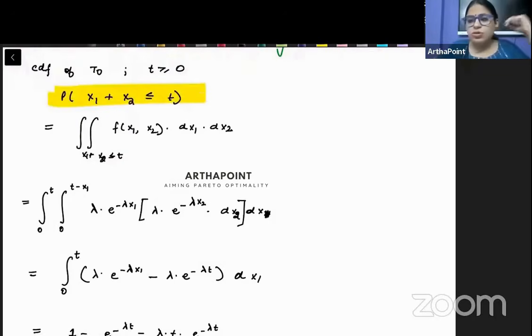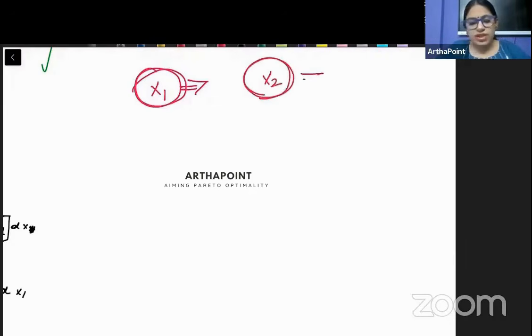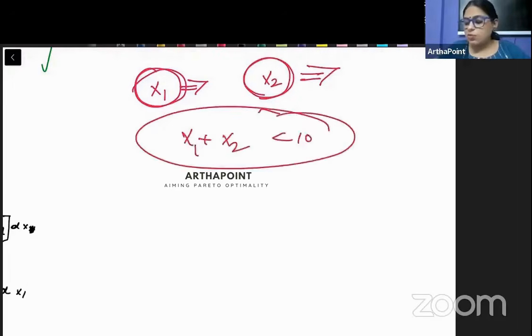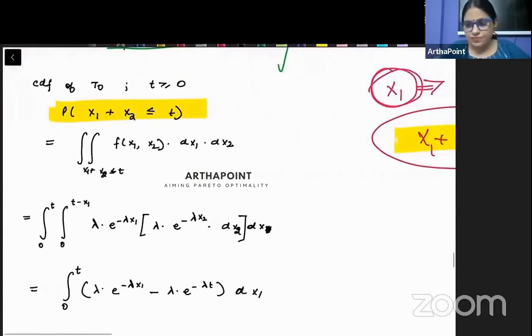If I tell you that any one customer takes x1 minutes to serve and any other customer takes x2 minutes, then what is the probability that the total time is less than or equal to 10 minutes? Whenever you want to do something like this, I need to find the CDF. The CDF works on less than or equal to. From the last semester, we know this.